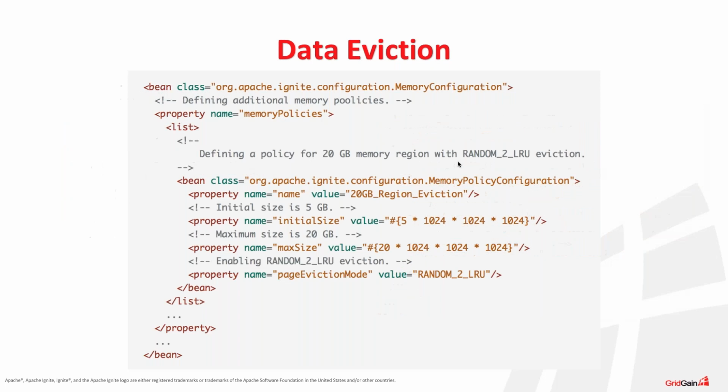And if you take a look at this configuration block, here you will see how you can actually define a memory region. To define a memory region, we need to set a special memory policy configuration. And here we're saying that the name of this memory region will be 20 gigabyte region eviction. The initial size will be 5 gigabytes, and the maximum size will be 20 gigabytes of that region. And we enabled random LRU eviction mode for that space. Pretty easy.